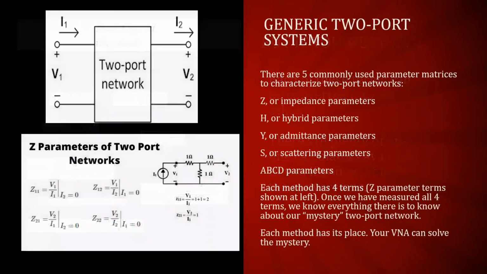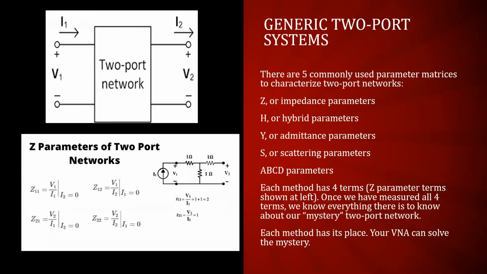So just for completeness, 2-port networks can be characterized. Now this is away from the VNA, but 2-port networks can be characterized in any number of different ways. And when you do a deep dive into it, this is what my college course was all about. There are Z parameters, H parameters, Y parameters, S parameters, A, B, C, D parameters. There's all kinds of different ways.